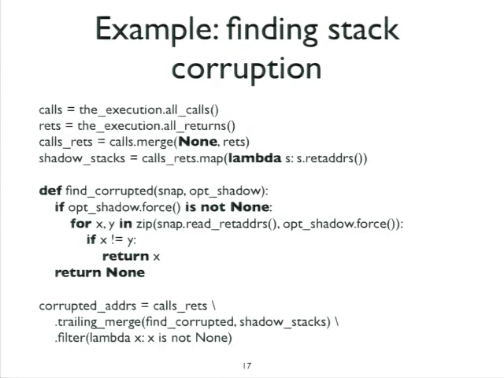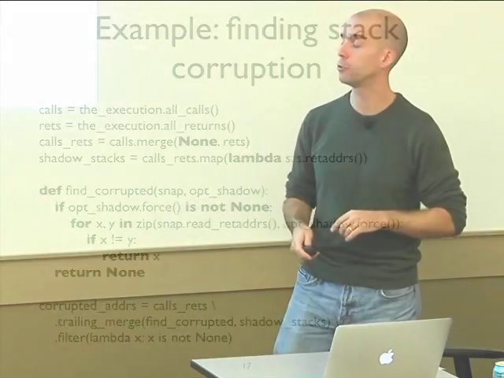Okay, so now here's our first big example of how we can use Expositor to write a generic script. This is a script that's going to find stack corruption in any program. Basically, the idea is if your stack has been corrupted, then the return address that you wrote when you entered the function call might be different than the return address that's there now when you're about to leave it. And so we'd like to tell when that happens.